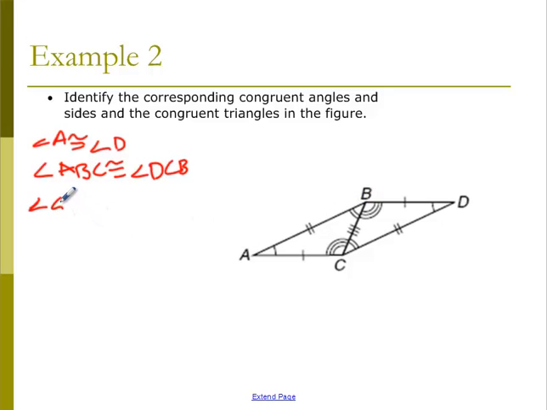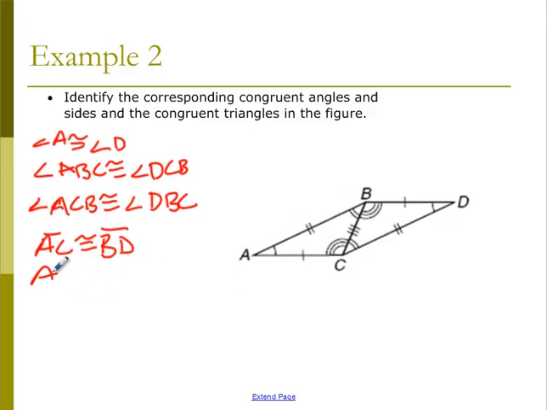ACB is an angle that has 3 congruent marks. Angle DBC also has 3 congruent marks. Now when we look at sides, let's start with one congruent mark. AC, that's the line above it, is congruent to BD, line above it as well. 2 marks is line segment AB, that's congruent to line segment CD, which also has 2 marks.